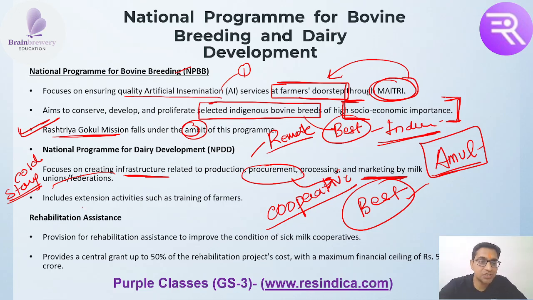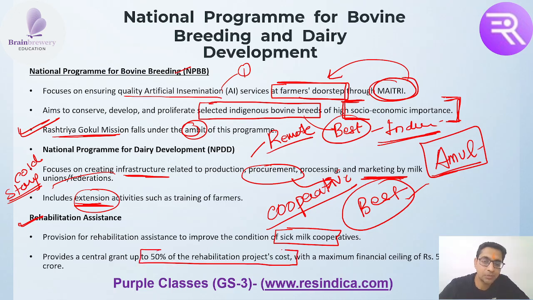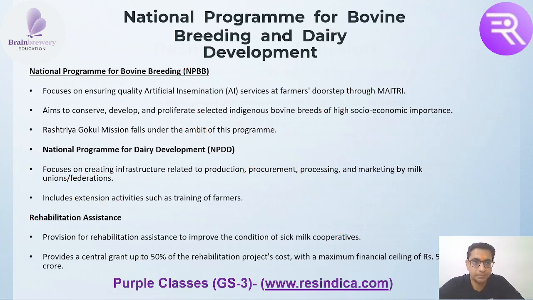Okay, then extension services, like providing additional training to the farmer on how they can properly manage their cattle at home with limited resources, and how they can utilize SMS based services, video based services, and internet based services in order to get the maximum benefit. Okay, then rehabilitation and assistance. If there is any sick milk animal, proper rehabilitation and assistance is provided. For that, a central grant of 50% of the project cost for rehabilitation will be provided, with a maximum ceiling of rupees 5 crore.